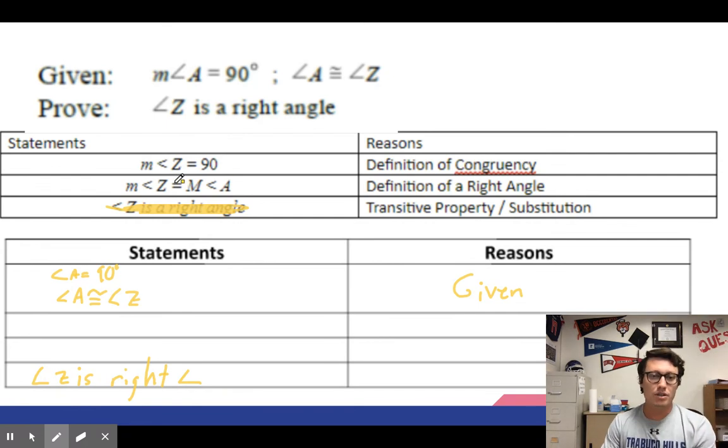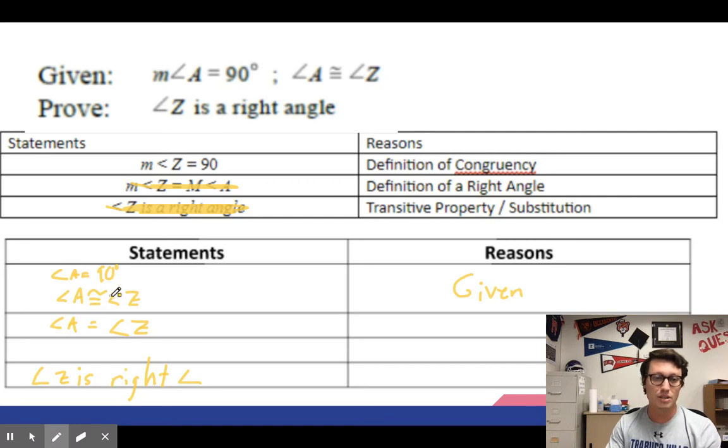Okay, measure of angle Z is equal to measure of angle A. Well, we just got done saying that angle A was congruent to angle Z. Now we're just saying that angle A is equal to angle Z. I feel like that would be a logical thing to write down next. Then we can write that angle A is equal to angle Z. Right? And now think, what is our reason?